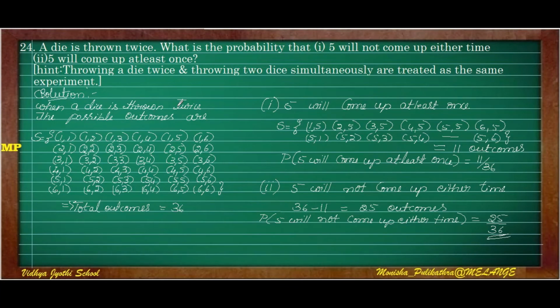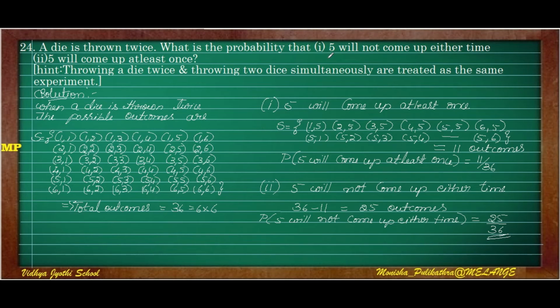Moving on to the 24th question. So here, just like the 22nd question, it is the same. The die has been thrown twice. If a die is thrown twice, the number of outcomes is 36. That is 1,1; 1,2; 1,3; 1,4 up to 1,6; 2,6; 3,6 up to 6,6. There are 6 into 6, that is 6 rows and 6 columns. There are a total of 36 outcomes.